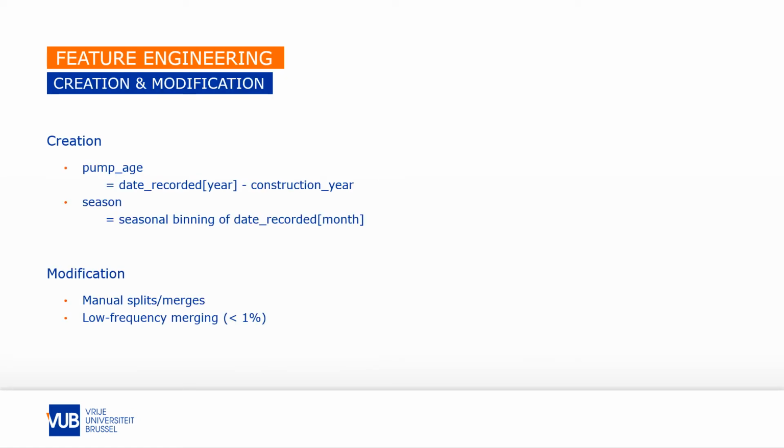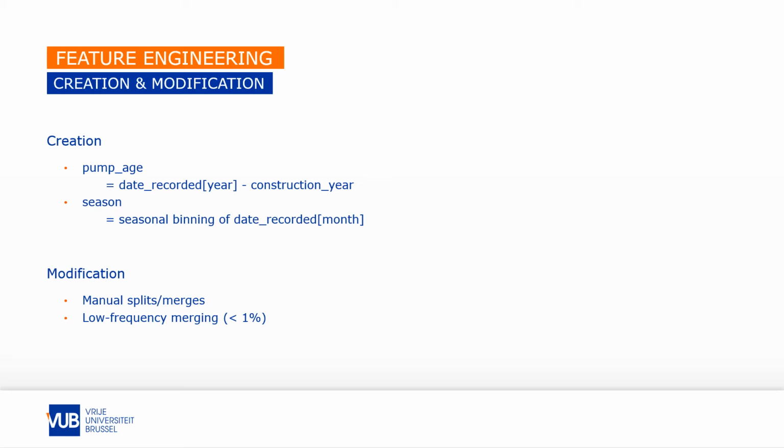We also created two new features: pump age, the age of the pump, since this could possibly have an influence on functionality, and season, which uses seasonal binning on the recording date, since it seems plausible that dry seasons can be more problematic in terms of functionality.